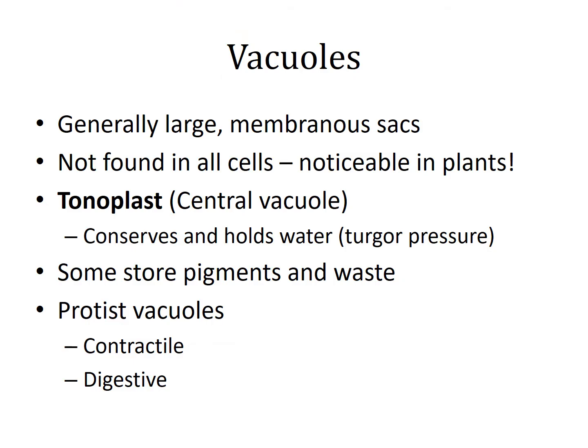Vacuoles are generally just very big membranous sacs. They're not found in all cells, but for plants, they're huge. They take up a huge amount of space in a plant cell. That large central vacuole conserves and holds water, and that's really useful for turgor pressure because plants don't have bones, so they have to figure out a way to remain upright. What they do is fill up their large central vacuole with a ton of water, and that presses against the cell wall of the plant cell, and all the cells are doing that same thing in the plant, pressing against each other, and it allows that plant to remain upright.